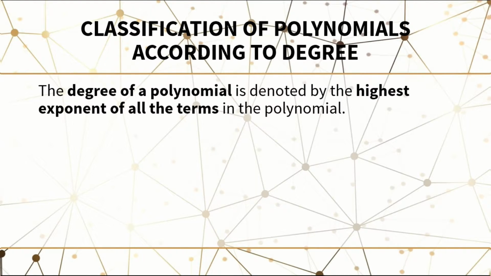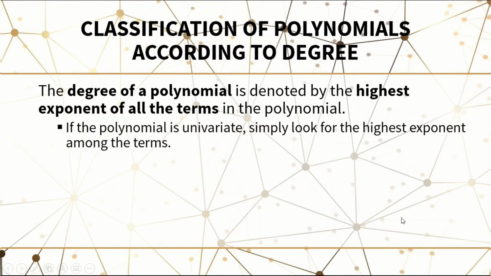Halimbawa, we have x squared plus 2x plus 1. Ang degree niya ay 2 kasi 2 ang highest exponent doon sa buong polynomial. Now, nag-matter dito yung univariate at multivariate classification kasi if a polynomial is univariate, we simply have to look for the highest exponent among the terms.